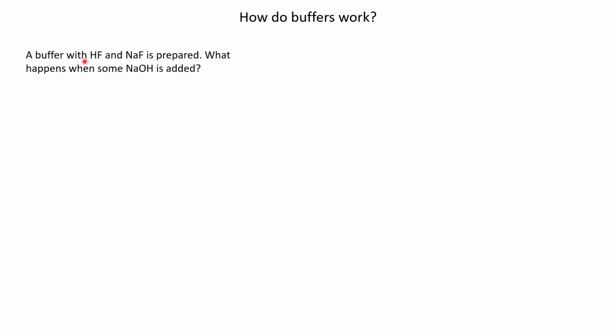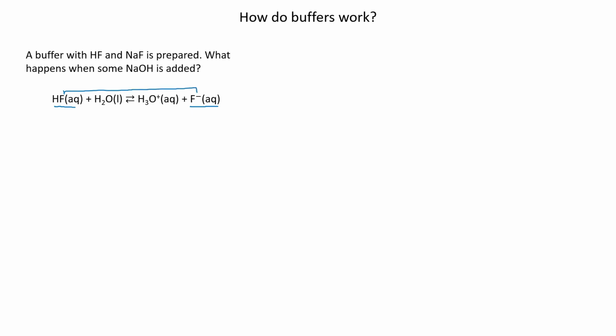So in our first example, we have a buffer with hydrofluoric acid and sodium fluoride. We want to know what happens when some sodium hydroxide is added. So we already know that even though we're going to be adding a strong base to this buffer, it is going to resist that change in pH. But again, how does it do that? So the first thing I do is identify my acid-base conjugate pair in my buffer. And for me, the best way to do that is to write this equation right here, because then it becomes very obvious where my acid-base conjugate pair is.